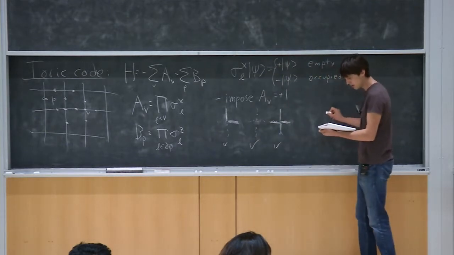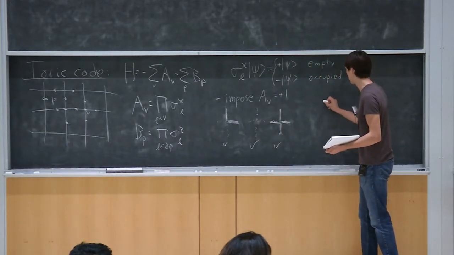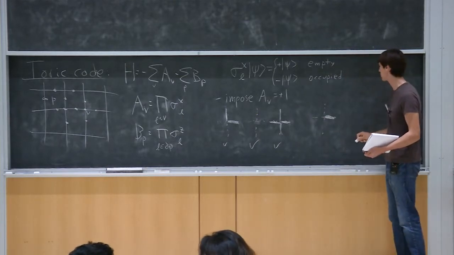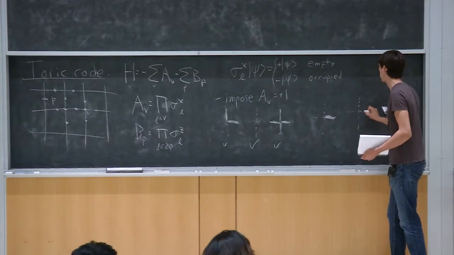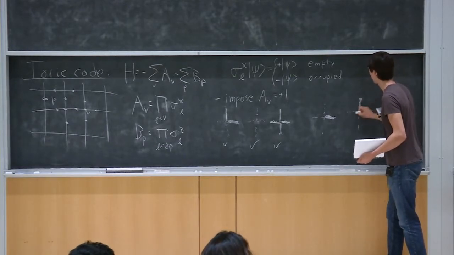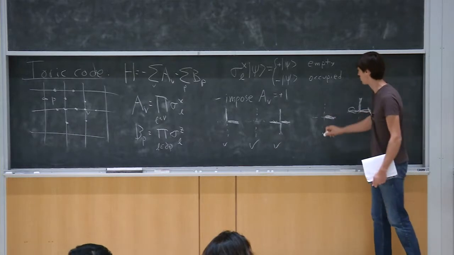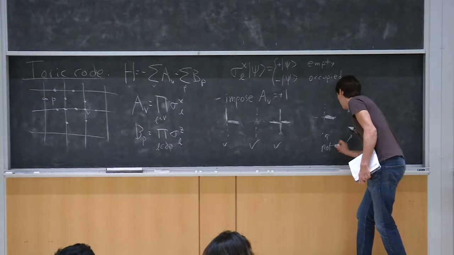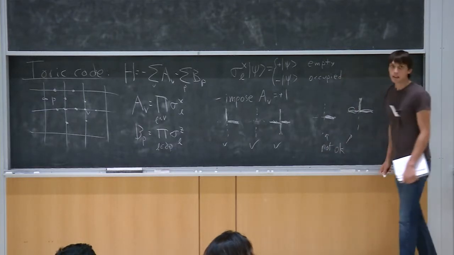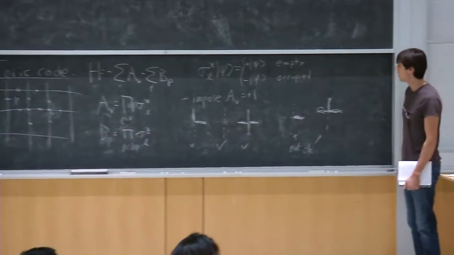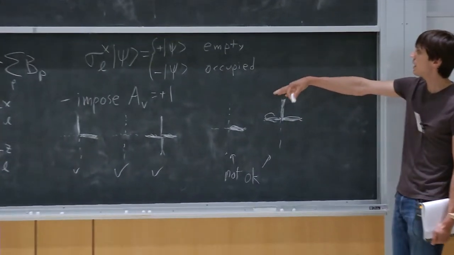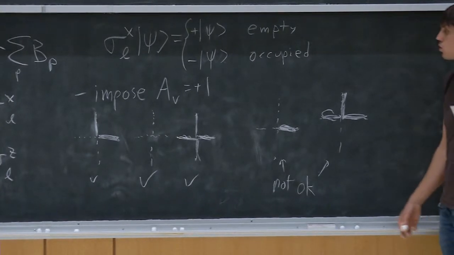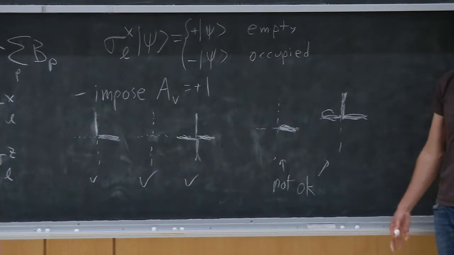What's not allowed is basically having either a single endpoint, so a single occupied link at this vertex v, or let's say 3. That's an odd number, so these are not okay. Immediately from this, we can see that if I impose this A_v = +1 as a constraint on every vertex v, then I've restricted myself to configurations which form loops, loops without endpoints.